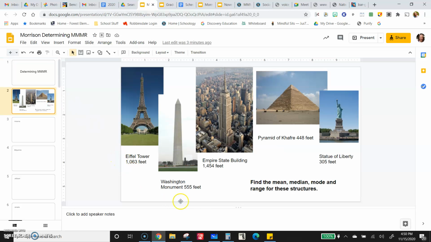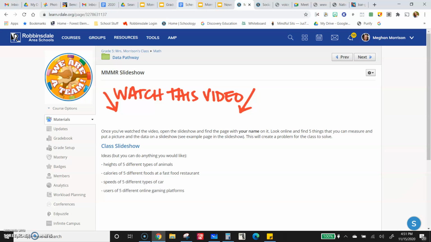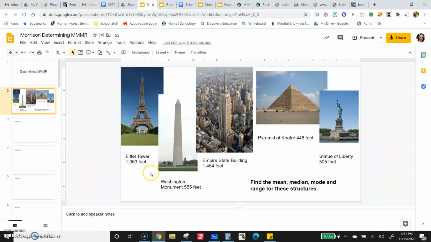So the example in the slideshow is the heights of different buildings. So the Eiffel Tower, Washington Monument, Empire State Building, Pyramid of Khafre, and the Statue of Liberty. So they're distinct things that you can measure in this case. And then notice how there's pictures and then the data on each one. Find the mean, median, mode, and range for these structures.